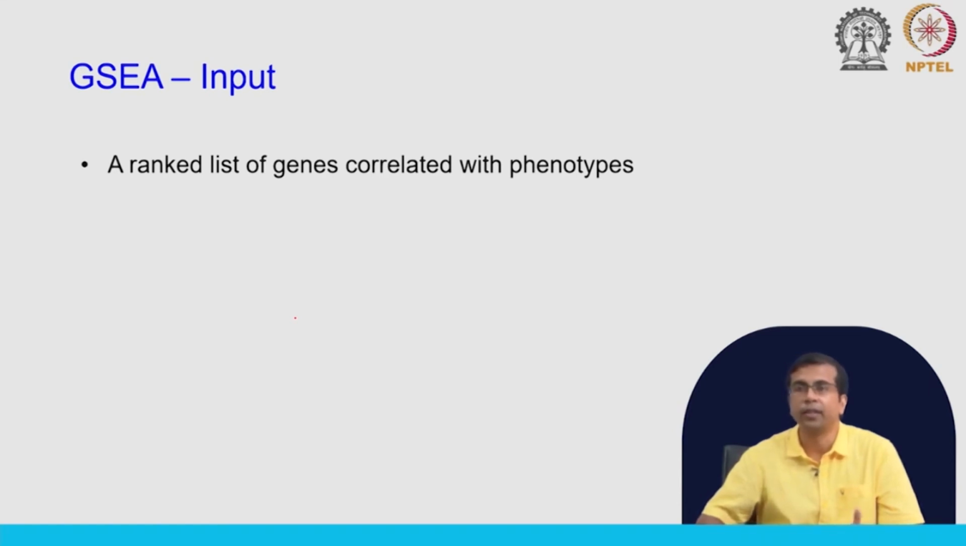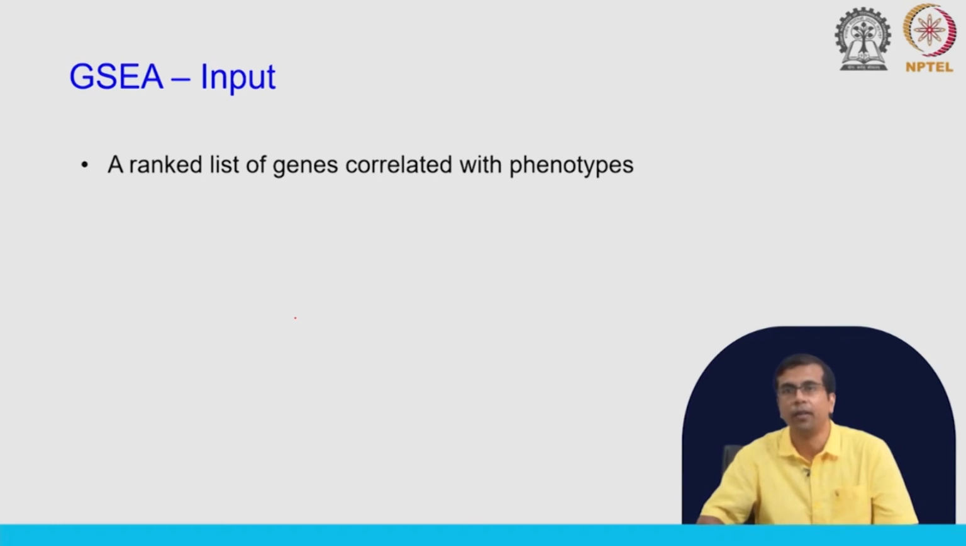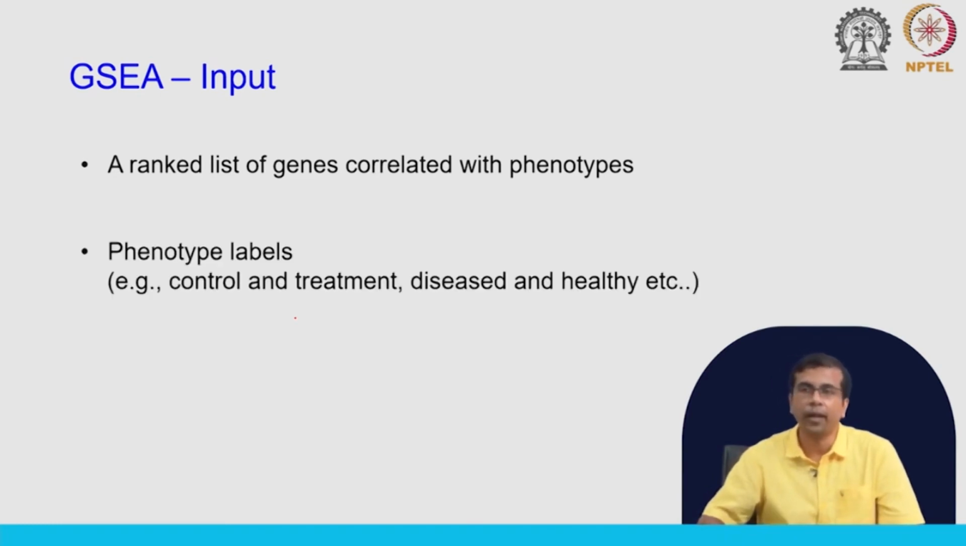So, when you are doing this RNA-seq, let us say you have sequenced 6000 transcripts, right. You have data for 6000 transcripts. You provide the ranked list of these genes or transcripts that are correlated with the phenotypes. So, it means you have to sort this list according to their correlation with phenotypes. Okay. And you also have phenotype labels, for example, control versus treatment labels, disease versus healthy labels, etc.